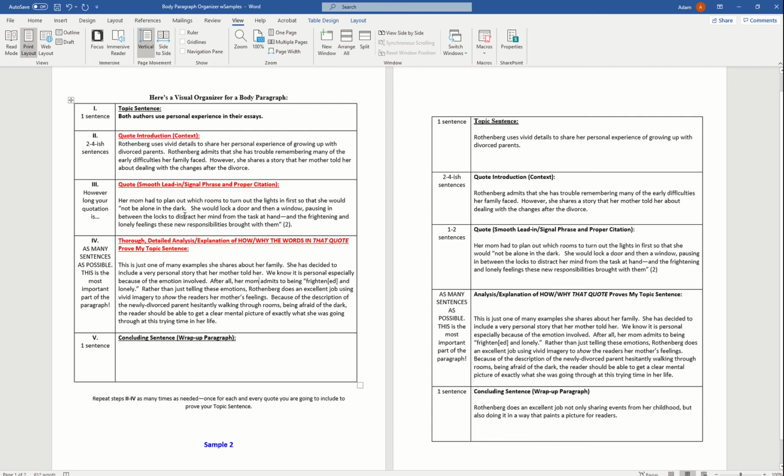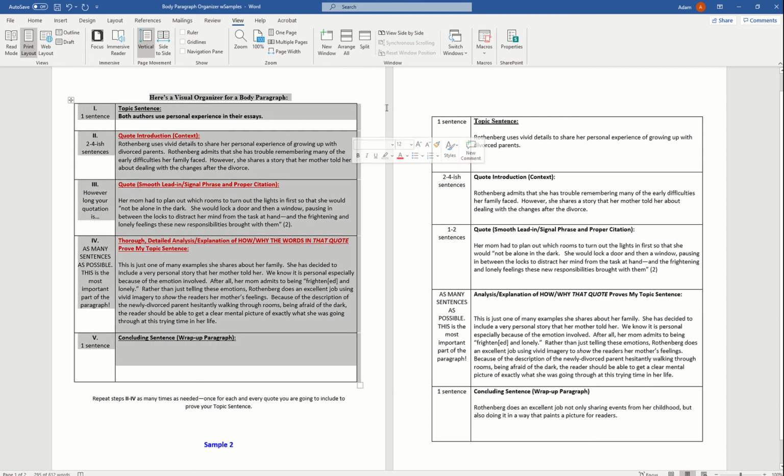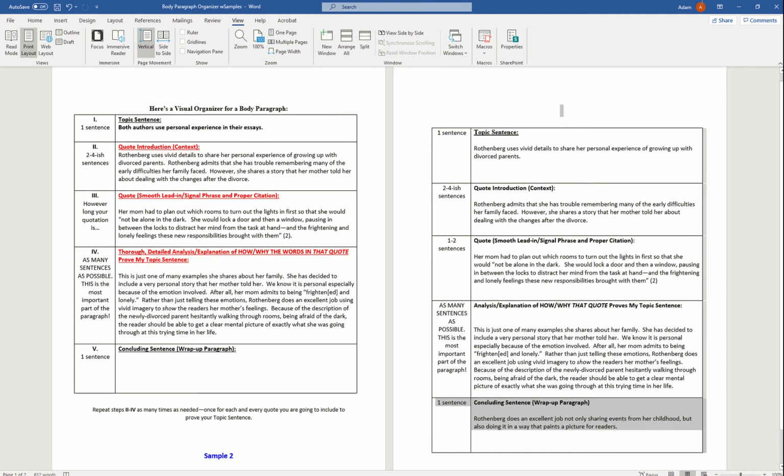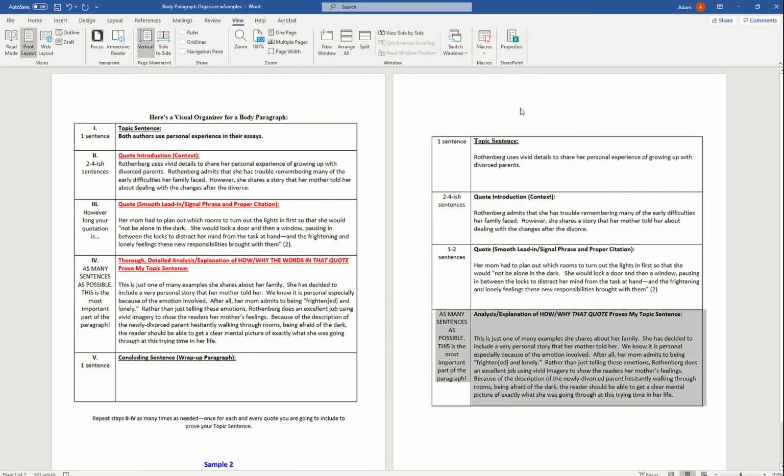That means I need to explain to you how these words that I quoted, this evidence, is personal and full of vivid details. And that's what I tried to do in here, to explain how it's personal and vivid. Now, I'm not going to conclude this paragraph and wrap it up, since I have a topic sentence about both authors. I'm going to do this exact same thing for my next author, which would be Sullivan.